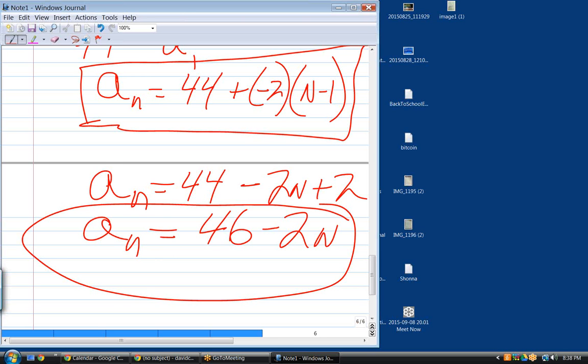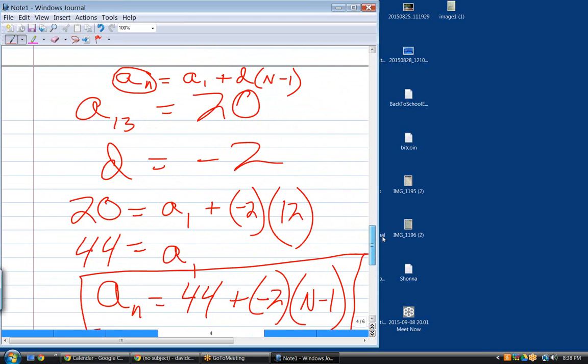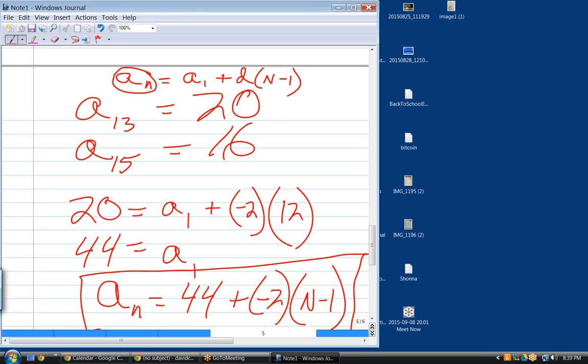All right. So they don't always give you a sub 1. Or they don't always give you the common difference. In other words, if you want to give a tough problem, say that a sub 13 is 20 and a sub 15 is 16. And those are the only two pieces of information they would give you. Well, that's going to give me two equations and two unknowns, and once I get two equations and two unknowns, I can solve for both of the unknowns.